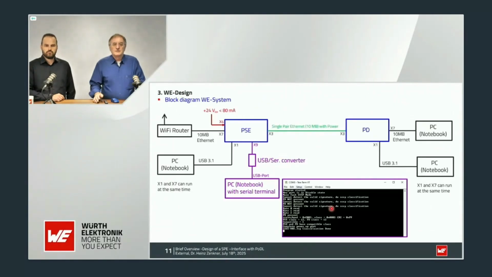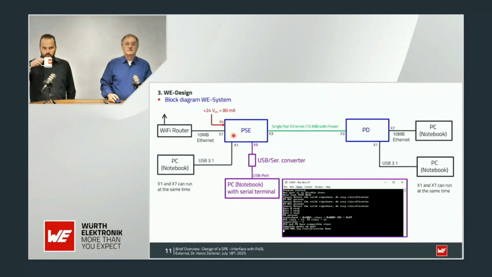Yeah, the block diagram of our reference design. We have here again the power source equipment, and this is one possible example. We have connected a Wi-Fi router because we have a 10 megabit Ethernet connection here. We have the incoupling of the energy of the 24 volt power supply. We have a USB 3.1 interface here, and then another one which is for, let's say, maintenance and checking and uploading the firmware, which is then a USB to serial converter here.